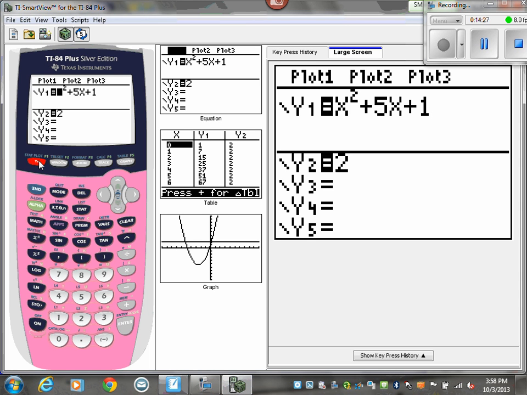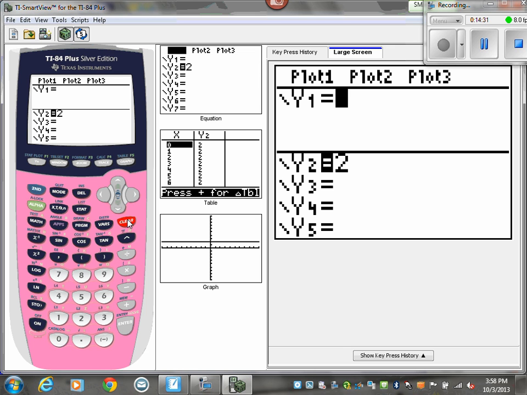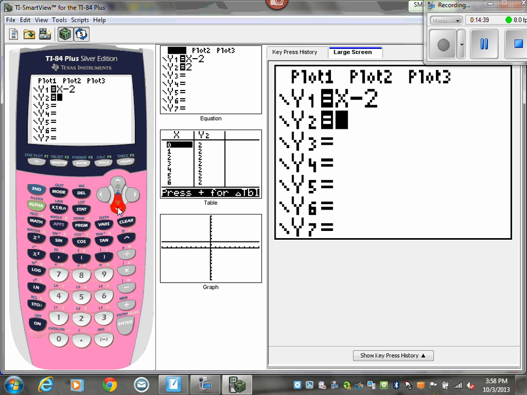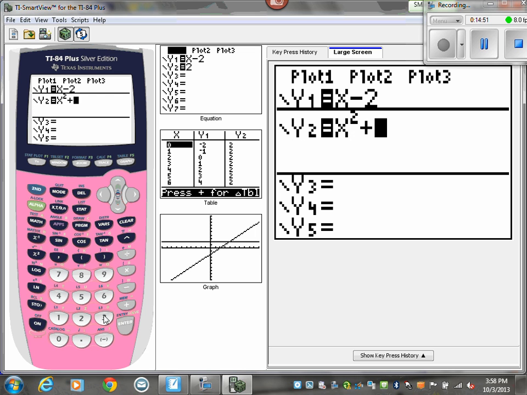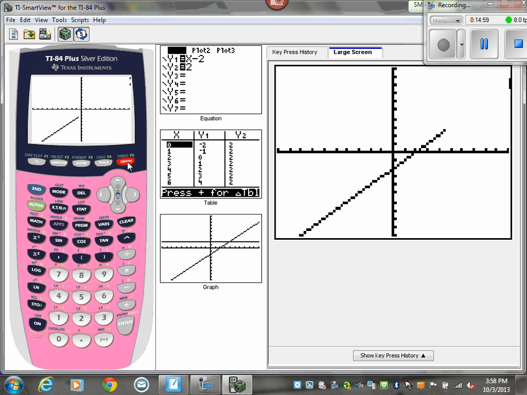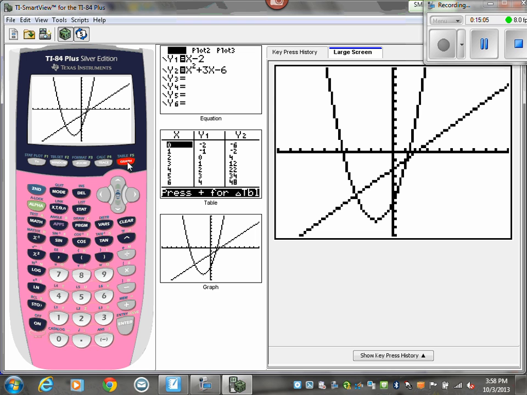So I'm going to go back to y equals, and I hit clear to get rid of that equation. I'm going to plug in the left side, which was x minus 2. That's going to draw a line, and you can see the line pop in down in that middle graph picture. And then my second equation was the quadratic, x squared plus 3x minus 6. So that pops in the parabola. And then I'm going to hit graph. So here comes the line. Here comes the quadratic. As you can tell, in this case, they intersect twice. So again, I'm looking for the intersection of those two.